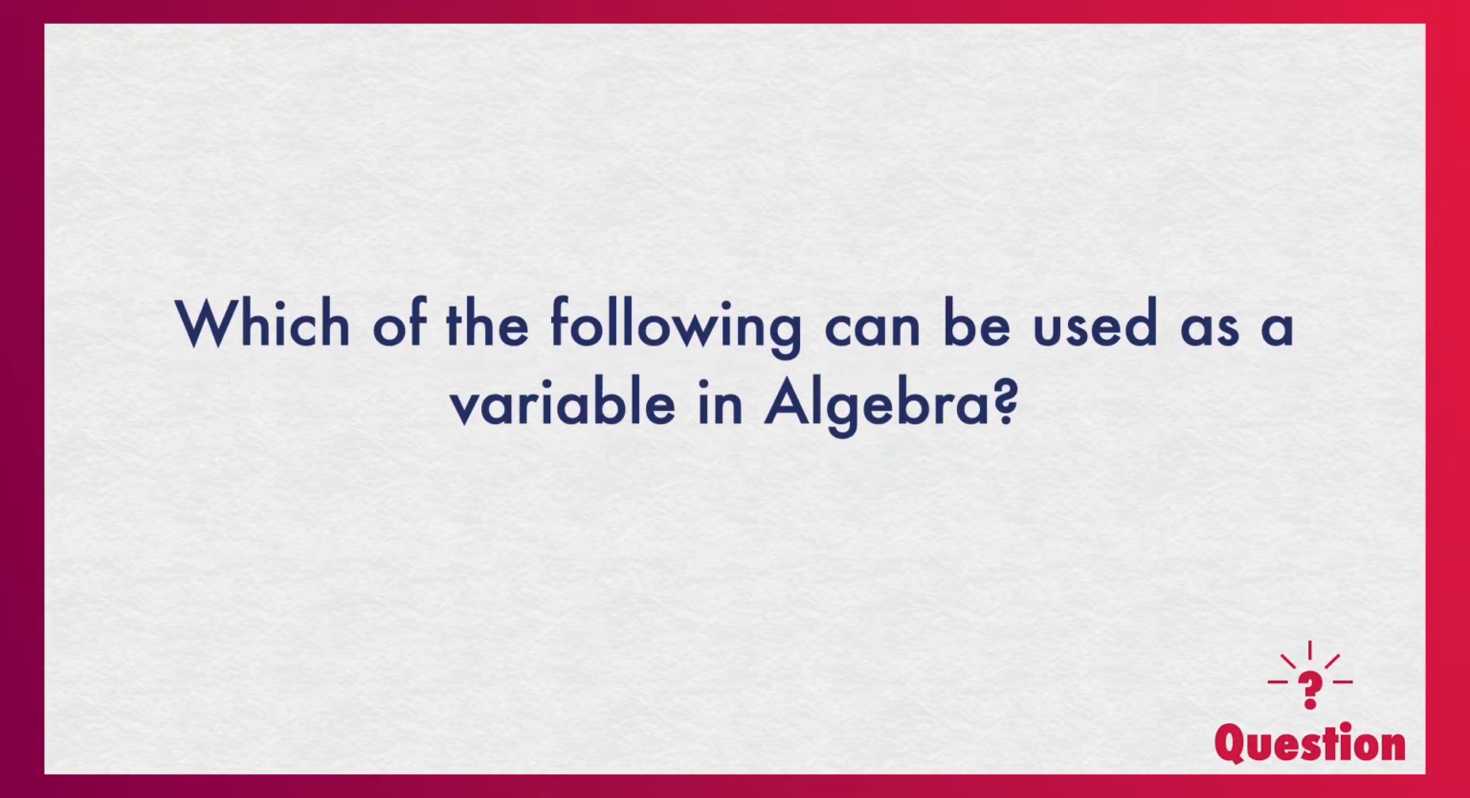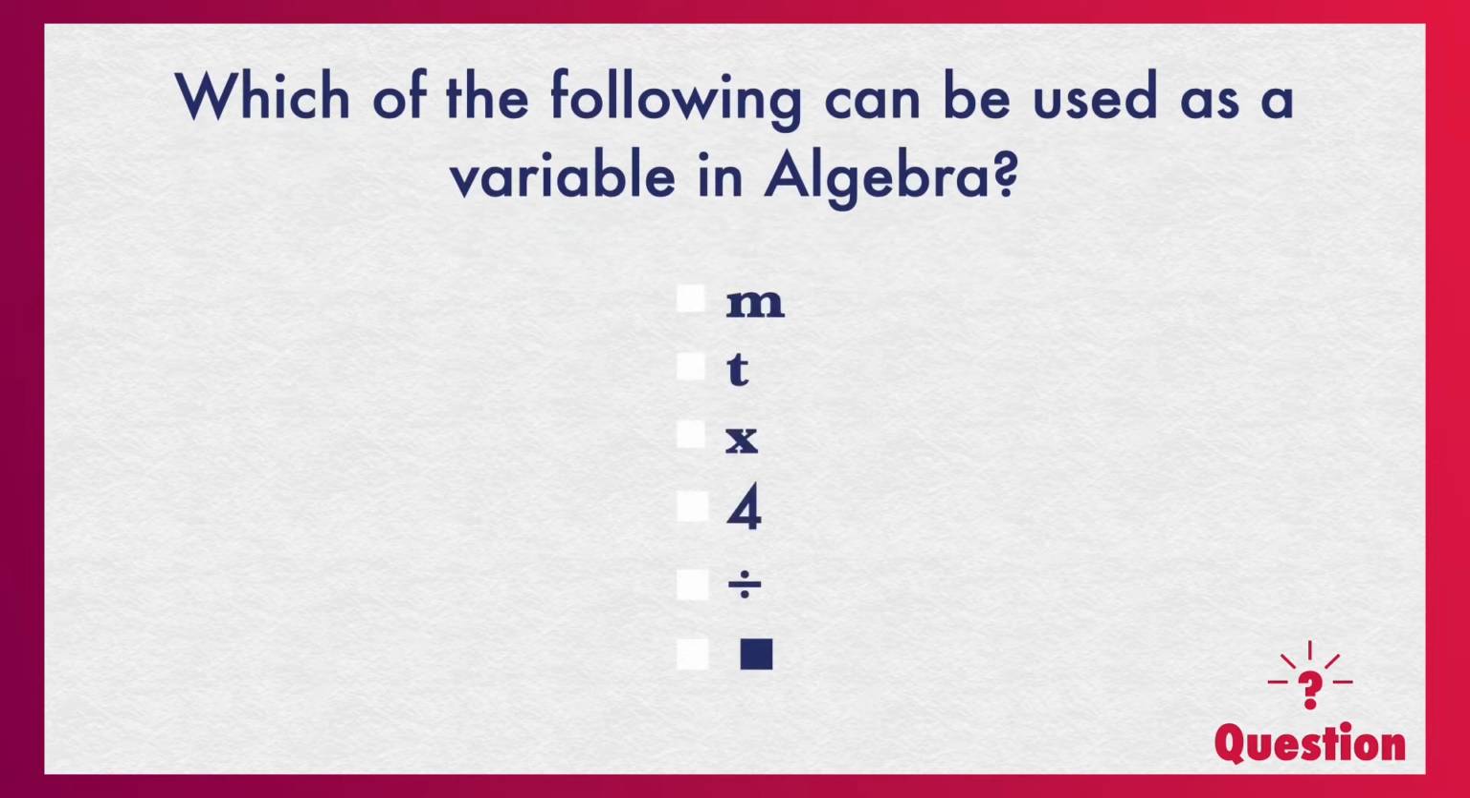Which of the following can be used as a variable in algebra? M, T, X, 4, the division symbol, and a square. Make sure to choose all the answer choices that apply.